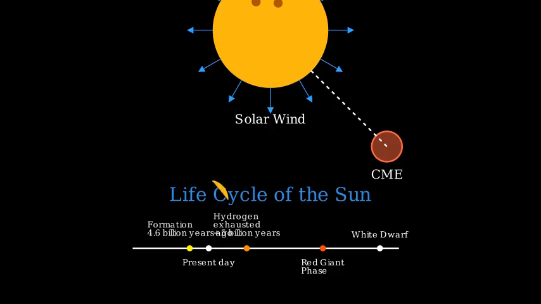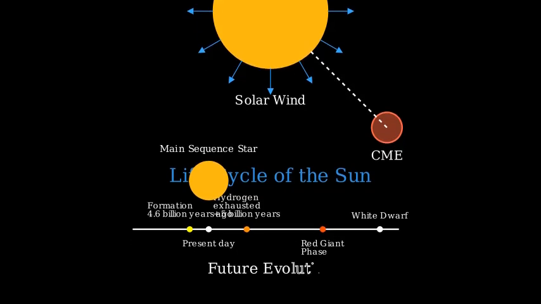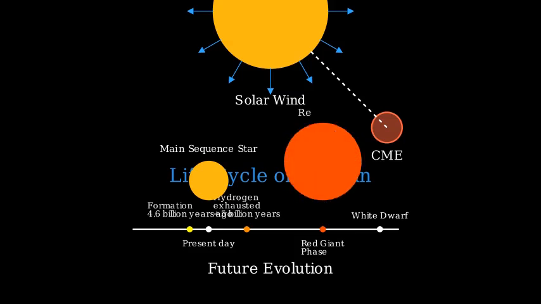Like all stars, the sun has a life cycle. Currently, the sun is about 4.6 billion years old and is in the main sequence phase of its life. In about 5 billion years, the sun will exhaust its hydrogen fuel and begin to expand into a red giant. As a red giant, the sun will grow large enough to engulf Mercury, Venus, and possibly Earth. Finally, it will shed its outer layers, leaving behind a core that will become a white dwarf. This white dwarf will gradually cool over trillions of years.